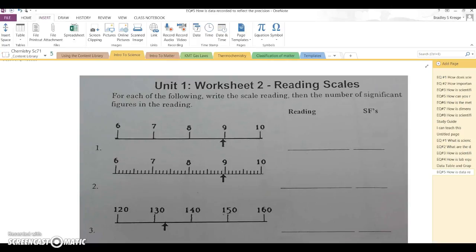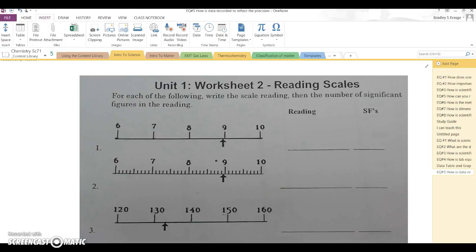Okay, today we are talking about reading scales. Our objective is to record data that reflects the precision of the instrument that we are using to collect that data. These first two here are a perfect example of the concept that we're trying to understand. We have two different scales, and this could apply to any scale. So these are maybe scales for length. It could be a meter stick, a graduated cylinder, anything that has lines that designate a measurement. And again, the concept is we want to record data that reflects the precision of the instrument.